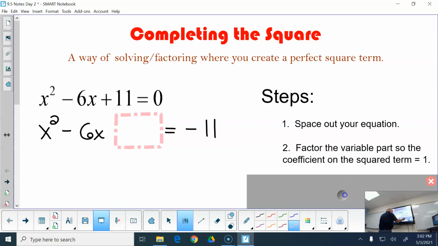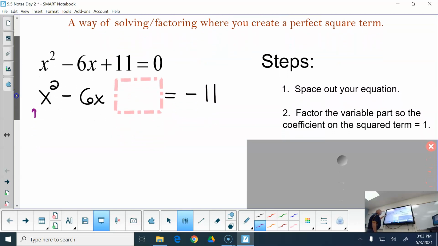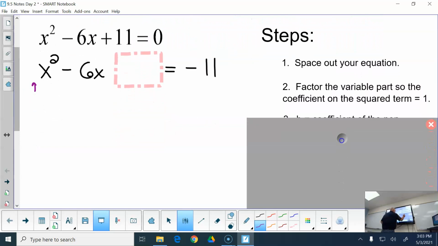Step number two is we're going to factor the variable part so the coefficient on the squared term is 1. So I'm looking right here, and if that is 1, which in this case it is, I'm done with step number 2. If it's not, we'll do an example of that one next, okay? Then we need to make it be. We need to factor out just that side so that it's equal to 1. Okay? So we're good so far through this.